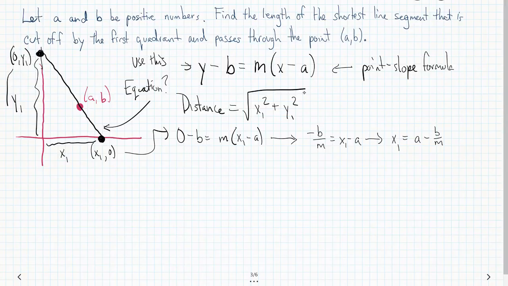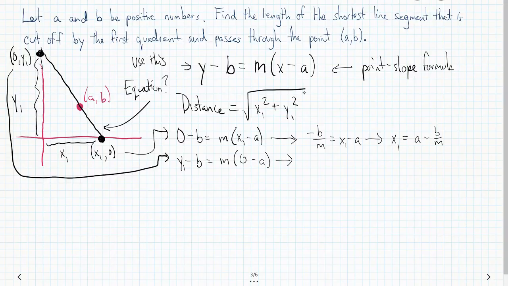In a similar manner, we'll use our other point and plug that in. Now we have y1 minus b equals m times 0 minus a, right? And if we solve for that, what do we get? This one will be a little bit easier: y1 equals negative a times m plus b, or we could rewrite that as b minus a times m.